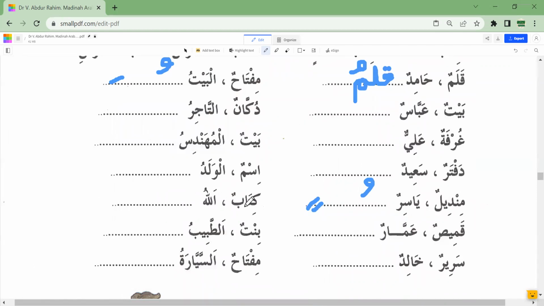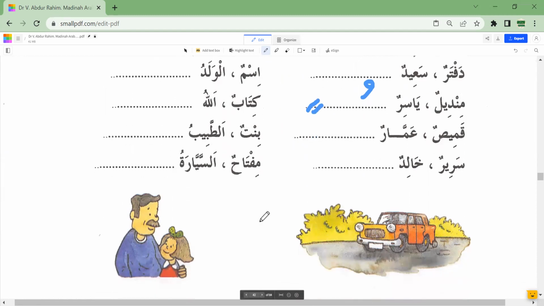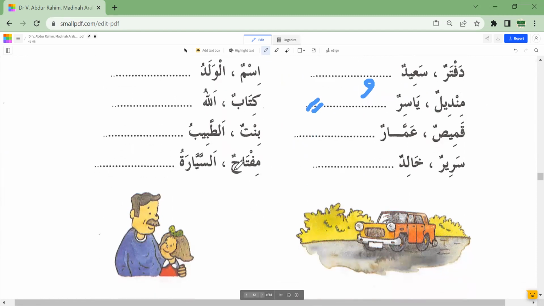Kitabullahi, Allah's book. Bintu Tabibi, right? The doctor's daughter. Miftahu Sayyarati, right? Right, sister. So this was our mudaf and mudaf ilayh.